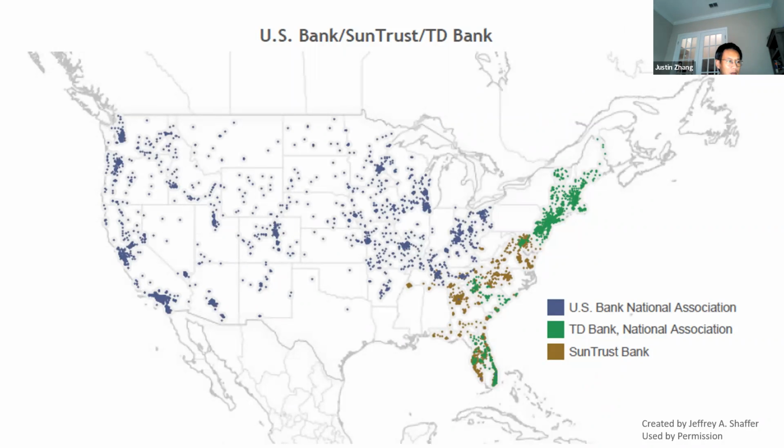Adding some color and filtering a few banks together, we can see some interesting patterns. For example, if US Bank were looking to expand their bank branch coverage in the US, TD Bank and SunTrust would have been very complementary banks to help them fill the East Coast and the South.